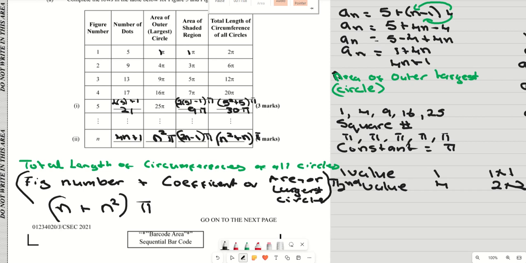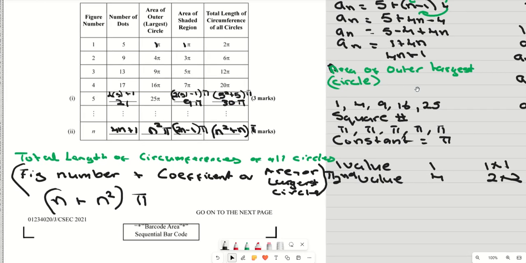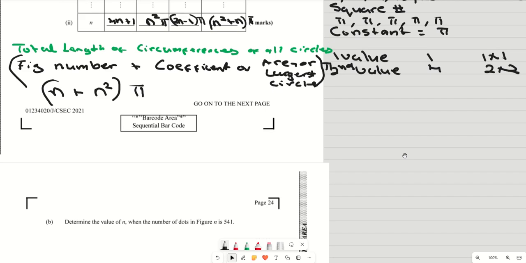So once you get the formulas, the others are very easy. Or you could just simply say, especially for the number of dots, you know that the common difference was 4. So you could have said 17 plus 4 is 21. This one, if you're just looking at the coefficients, 1, 3, 5, 7, it's increasing by 2. Right, so that's 7 plus 2 is 9. And you just put the pi after. And well, this one, no, you would have to use the formula, right?